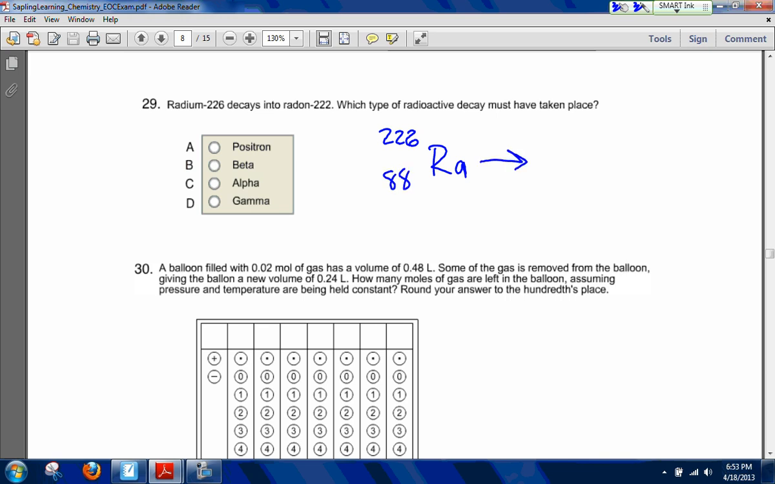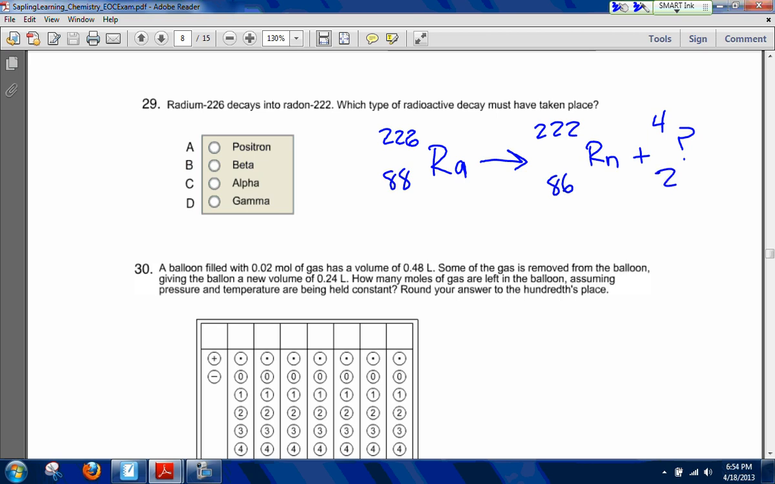Okay? And it says that it decays into radon-222. So 222 on top, Rn on bottom, and radon is number 86. Okay, so we have to balance out what our unknown particle is. So we have to say 226 minus what number is equal to 222, and we find that is 4. And 88 minus what number is 86, and that is 2.